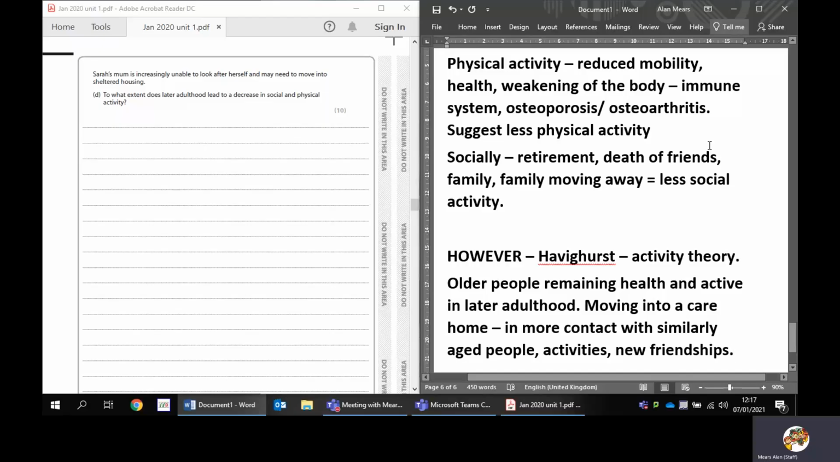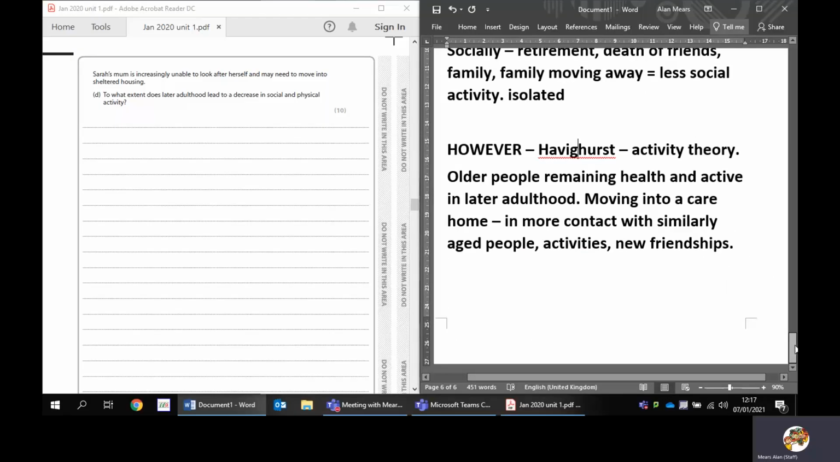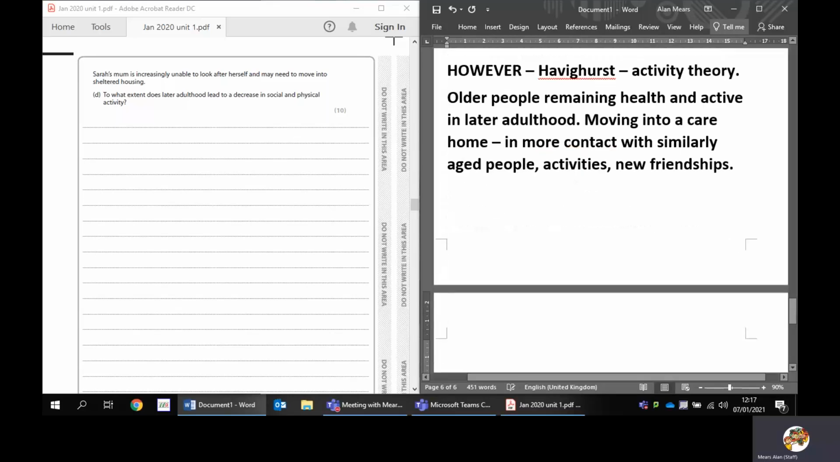So yeah, we can go through weaker, less able to do stuff, isolated, that would show that, to an extent, it does reduce social. However, on the other hand, we've got the activity theory and all the people remaining active throughout. So again, slightly different. It's throwing in both sides of your debate.